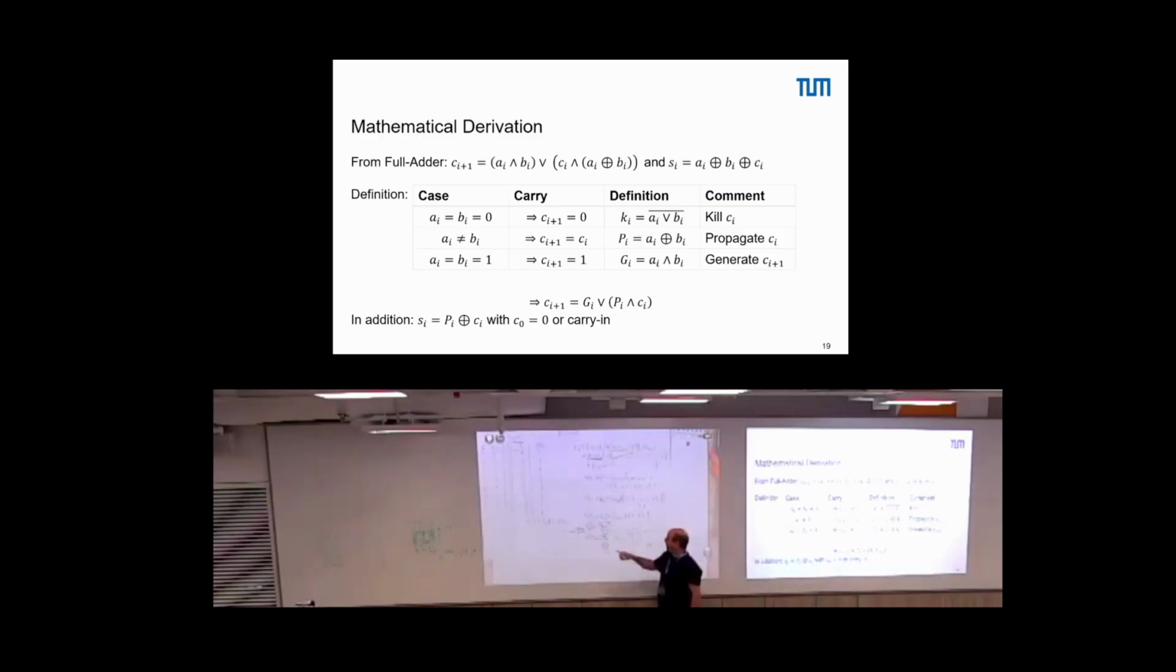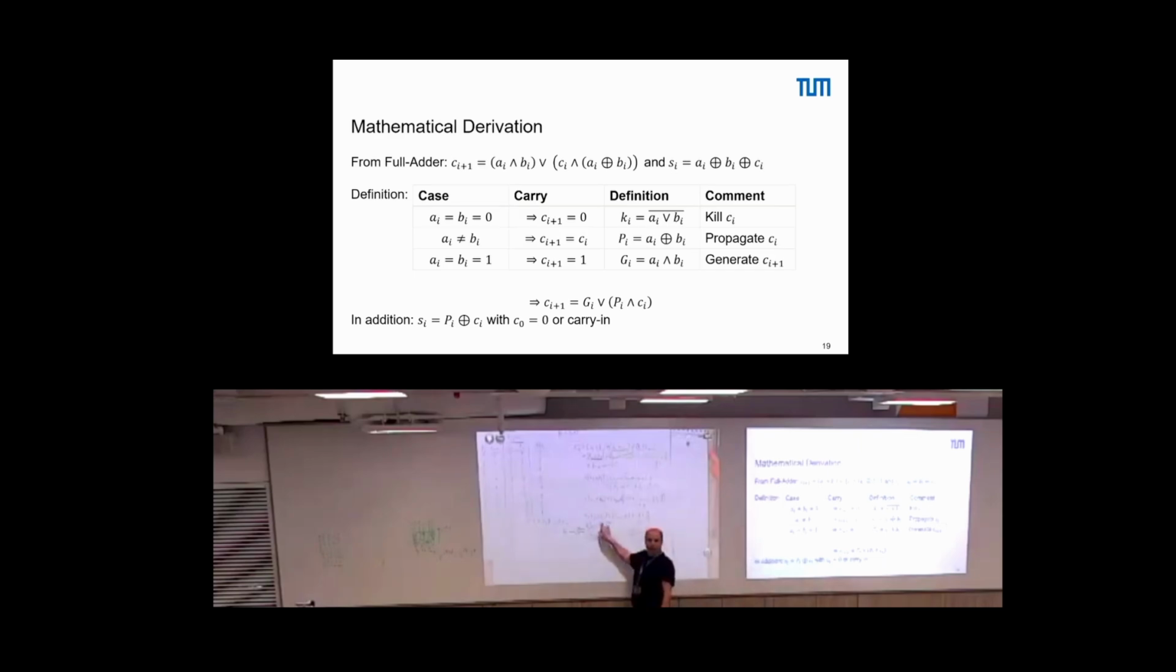Then we have the case that A and B are both 1. If both are 1, then the output is always 1, so we just call this a generate. So that's the lower case here: if both are 1, this is 1, it's a generate.